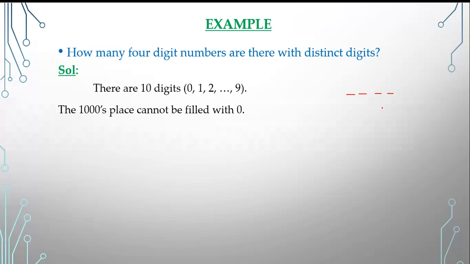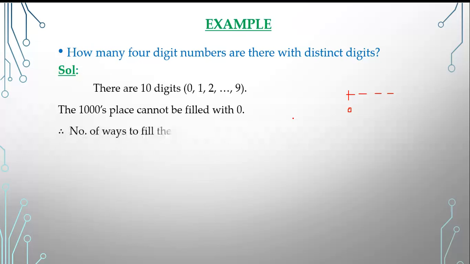Now if we have to make the four digit number, in the 1000's place we can't put 0, right? Because if we put 0 here, then it will not make a four digit number, it will make a three digit number, but we need a four digit number. So this is the unit place, tens place, hundreds place, thousands place, and in the thousands place we can't put 0.